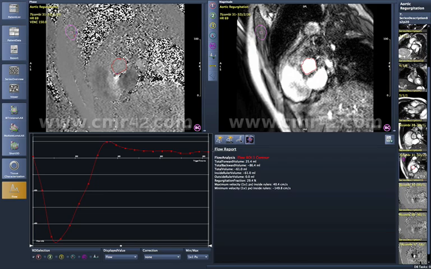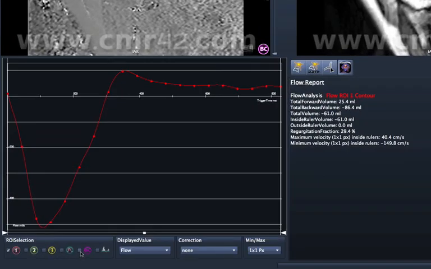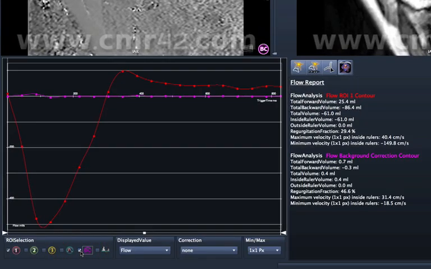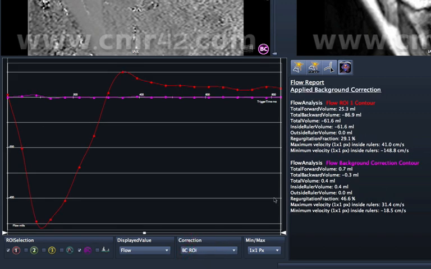And now we can see that this part of the patient did not move, so we can use this for background correction. We can display the flow in the background correction contour just by clicking on the ROI selection BC, and as you can see in the readout, this is a very technically acceptable study with a backward flow of 0.7 and minus 0.3 milliliters. By applying the background correction, we change our flow analysis only mildly, but this is just more precise, so it should be done in all patients.